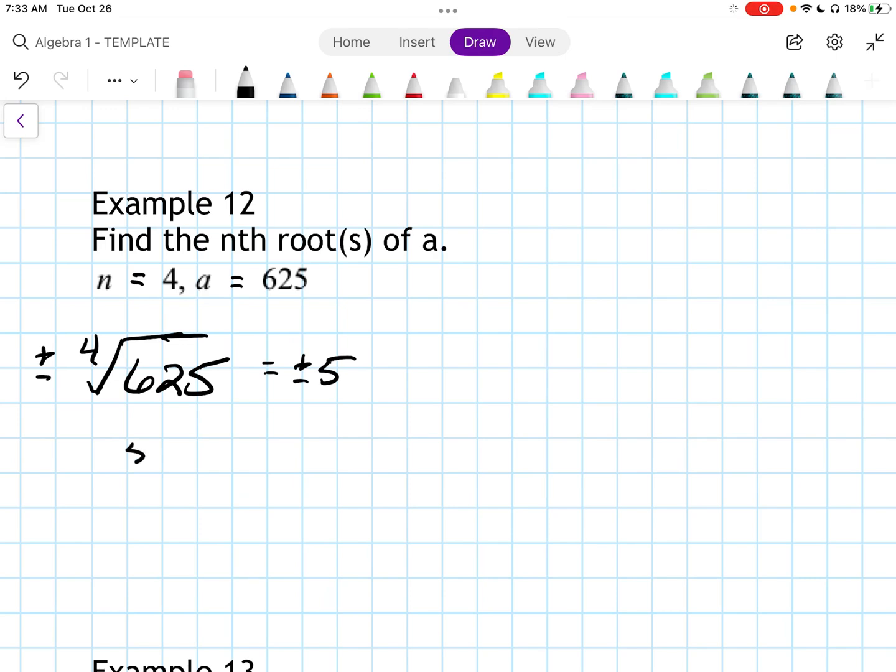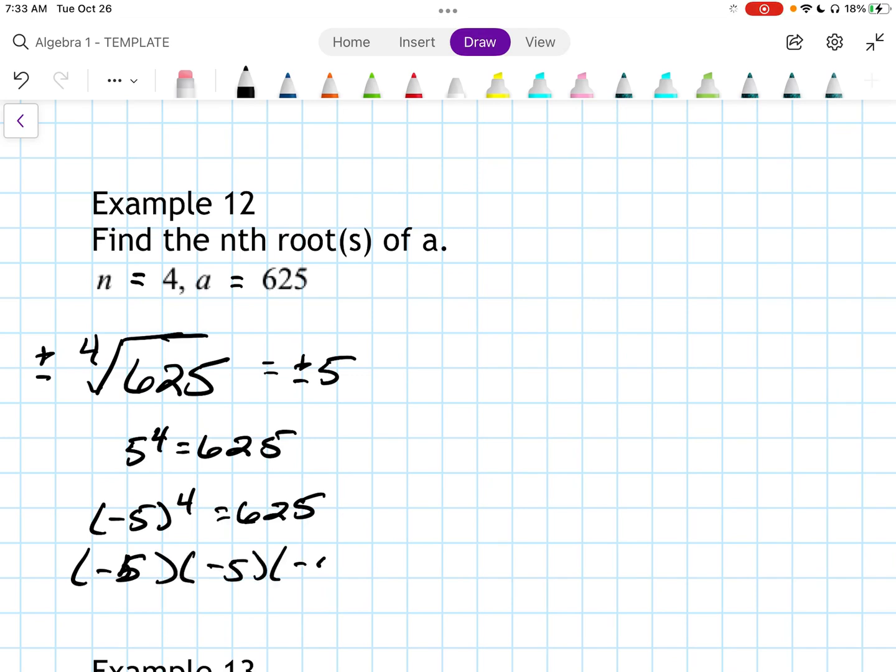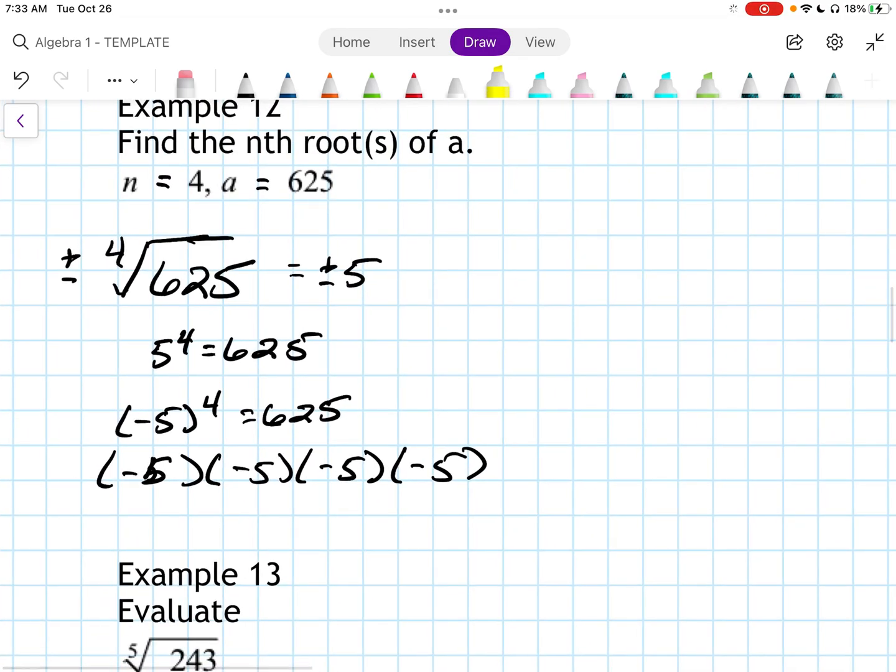To check yourself, you can say, well, 5 to the fourth is 625, and -5 to the fourth is also 625. Because if you wrote this out, let me write it out, we would have the first pair of negatives cancel each other, and the second pair would also cancel each other. So it would end up being positive there.